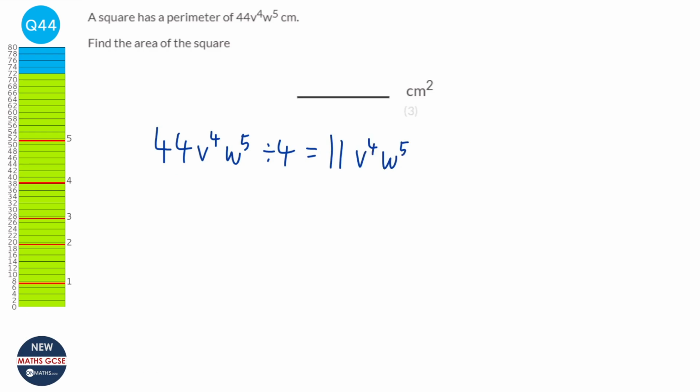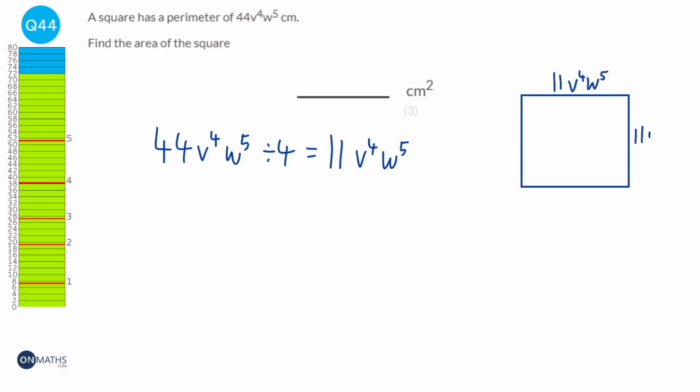Some people will try and do something with the v to the power 4 w to the power 5, but if you think about it, if I just draw out my square, if it's 11v to the power 4 w to the power 5 all the way around, when you add, you don't add the v to the power 4, w to the power 5. It's just going to be 11 lots, another 11, another 11, and another 11. So it's 44v to the power 4, w to the power 5 in total.